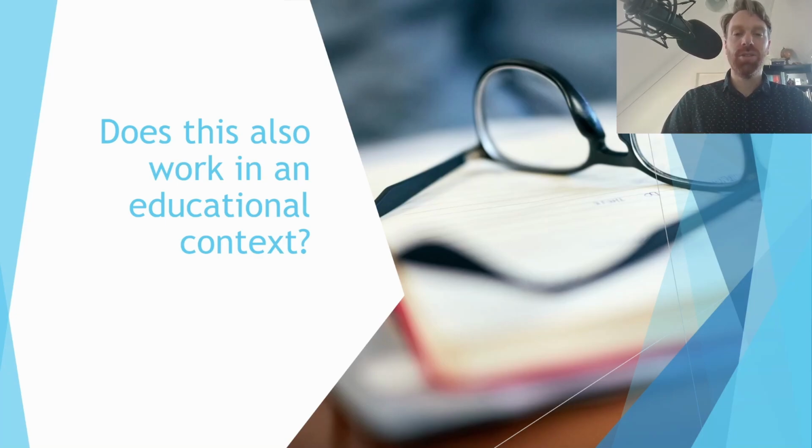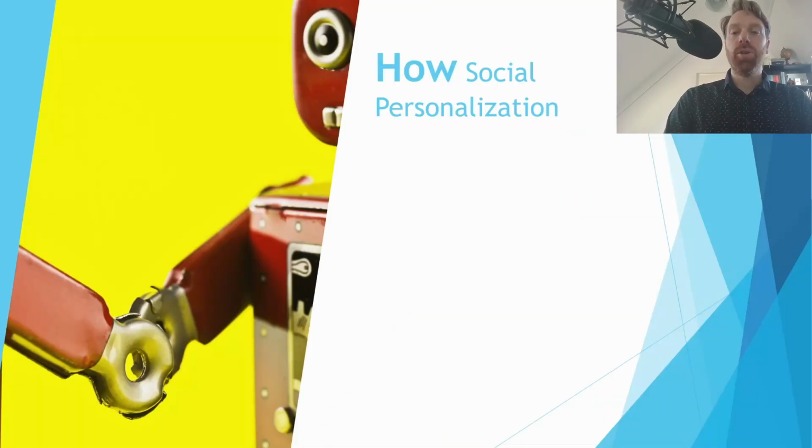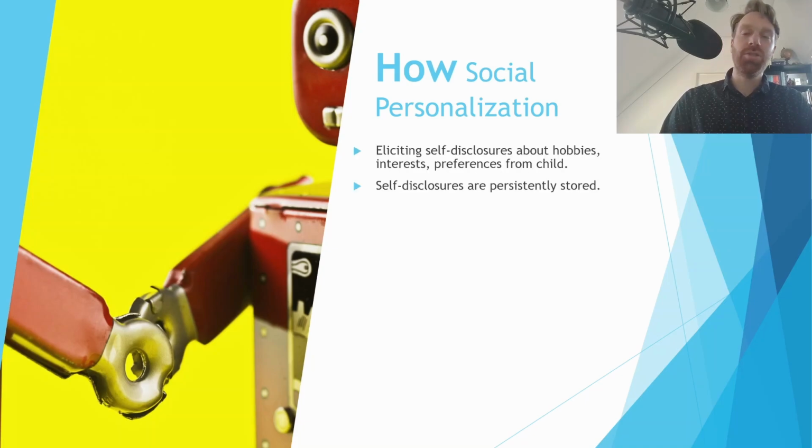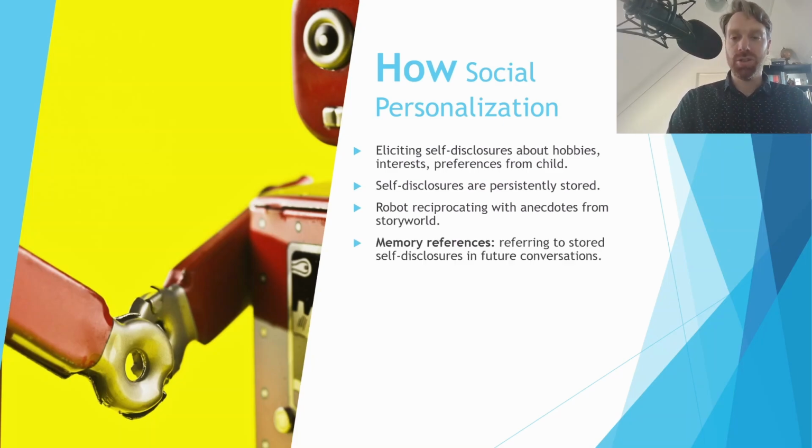To answer that question, first let us look at the how. We employ a social personalization strategy that includes asking children about their hobbies, interests, and preferences, and reciprocating these self-disclosures with equivalent robot anecdotes from the story world that we created. The answers to these questions are stored and then referred back to in future conversations, and we call them memory references. Additionally, the robot uses this information about the child to select math dialogues that match with the interests and hobbies of the child.